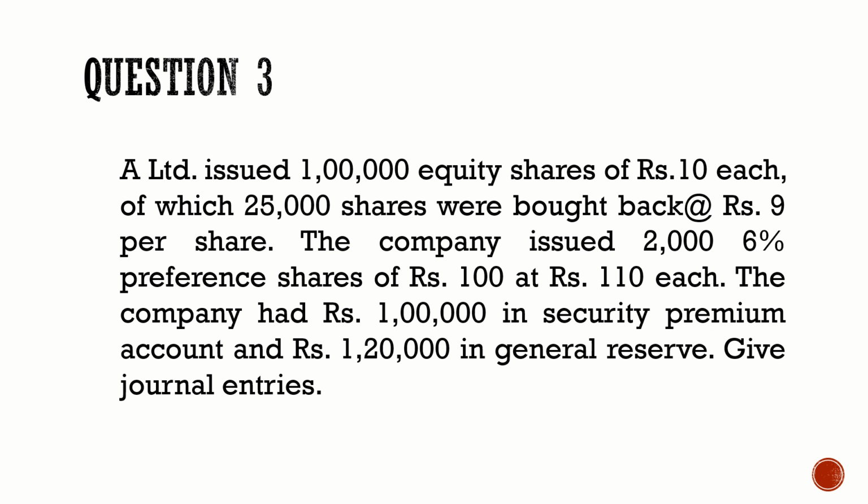The company issued 2000 6% preference shares of rupees 100 at rupees 110 each. So fresh issue is done at a premium. So fresh issue of preference shares is done for the buyback. Then the company had rupees 1 lakh in securities premium account and rupees 1,20,000 in general reserve account. Give journal entries. So here the situation is buyback is done at a discount and buyback is done out of fresh issue as well as free reserves. So let's see how the journal entries come.